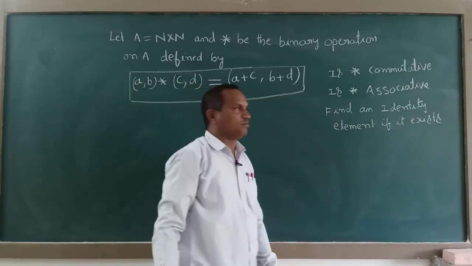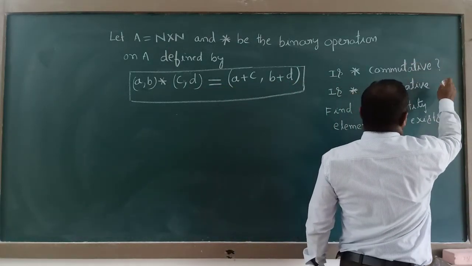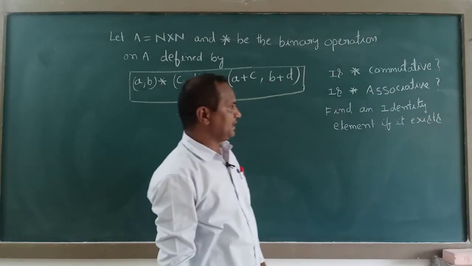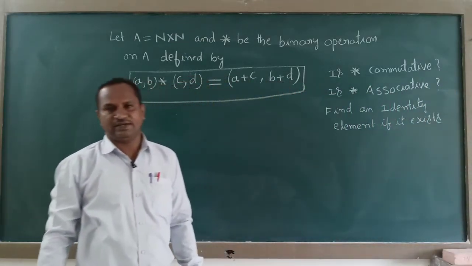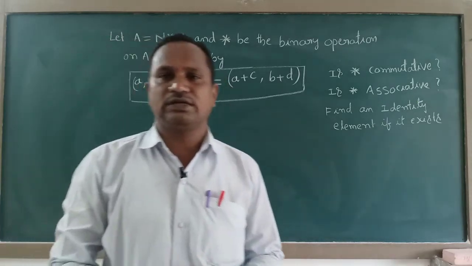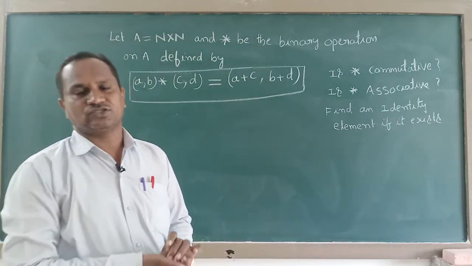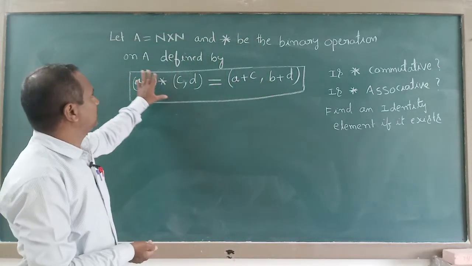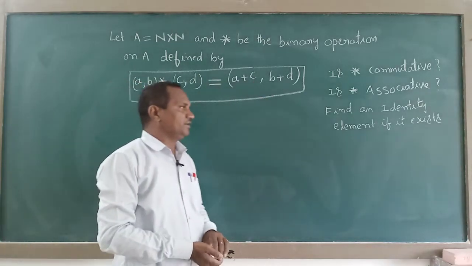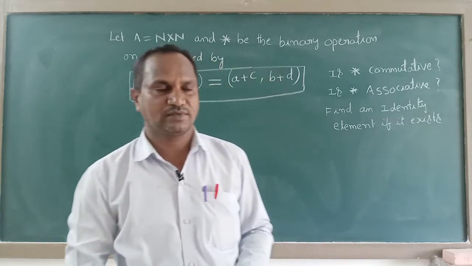Is star commutative? Is star associative? At the same time, find an identity element if it exists. If it exists, then only we should tell about an identity element. Now we are going to give answers to all these three. First, what is associative and what is commutative, and finding of an identity element also, here we have to tell.